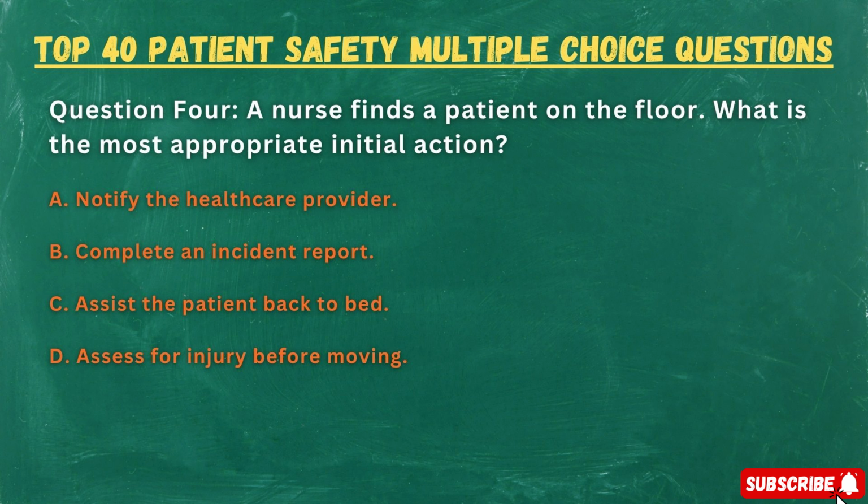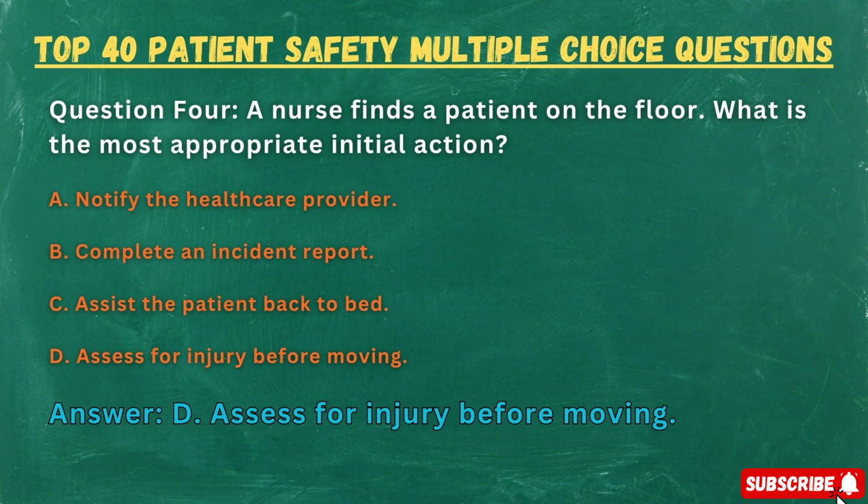Question 4. A nurse finds a patient on the floor. What is the most appropriate initial action? A. Notify the healthcare provider. B. Complete an incident report. C. Assist the patient back to bed. D. Assess for injury before moving. Answer. D. Assess for injury before moving.